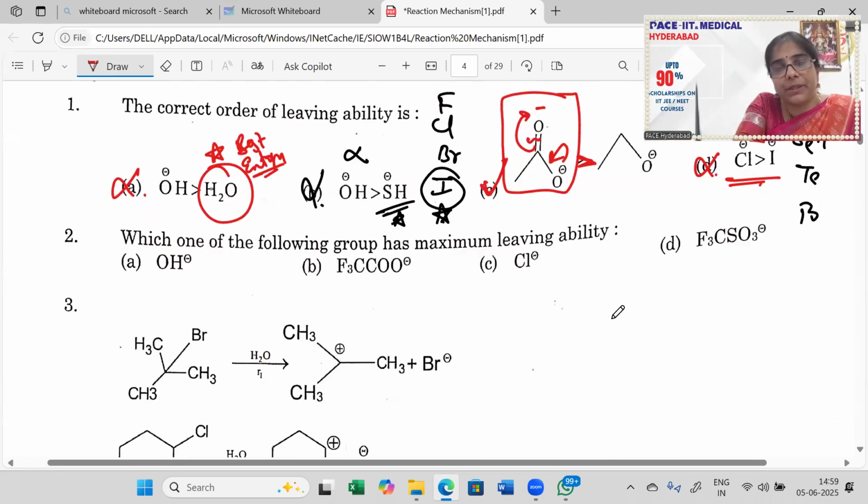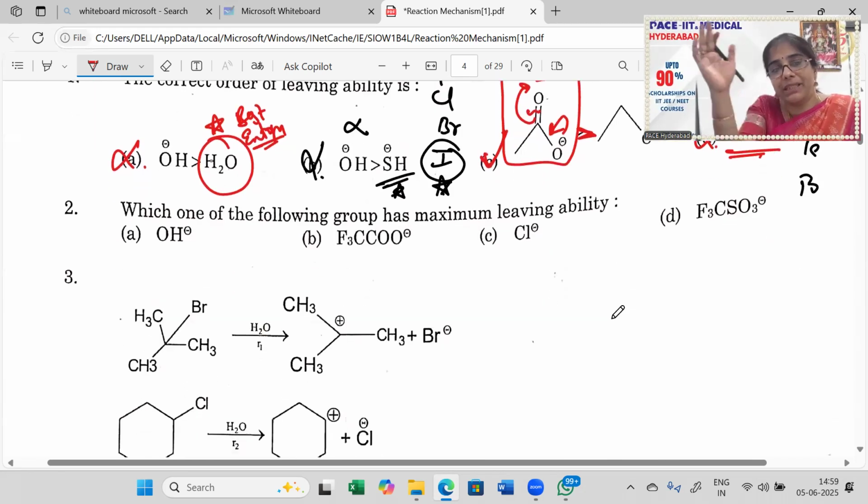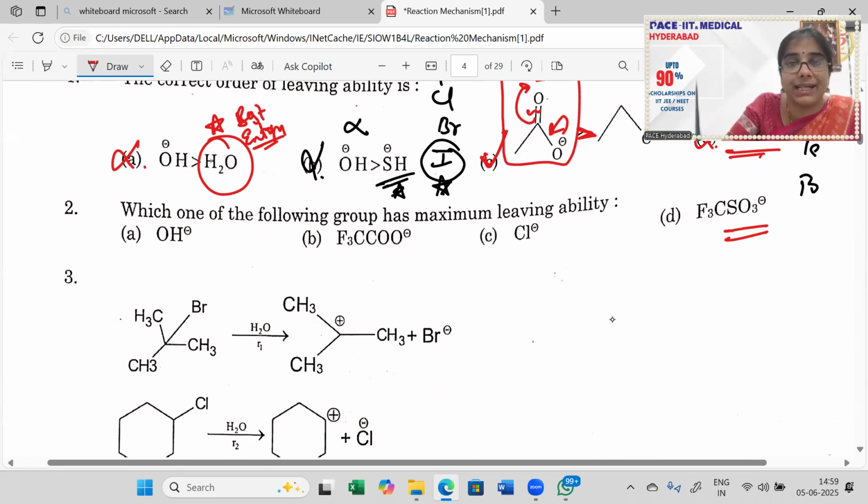Next, which of the following compound groups has the maximum leaving ability? So as you can see, sulfur and SO3, I can see there definitely that is my better leaving ability, option D first. Then you have 3 fluorines dragging them, so B. Then out of OH minus and Cl minus, option C will be the better leaving group.